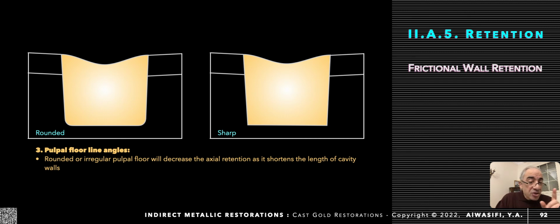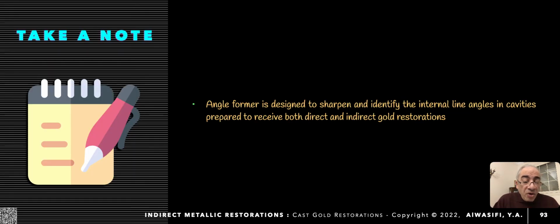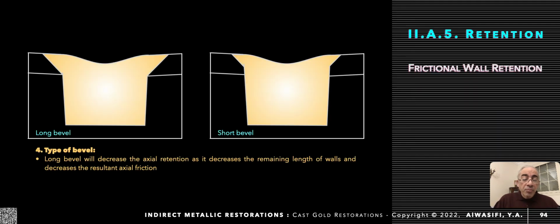Remember that this could not be produced by a bur. The angle former is specially designed to sharpen and identify the internal line angles in cavities prepared either to receive direct or indirect cast restoration. And finally, the type of bevel.